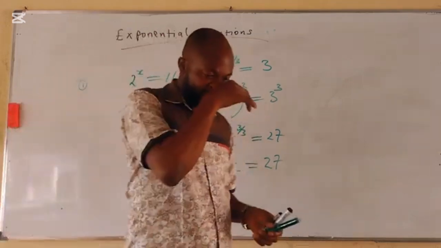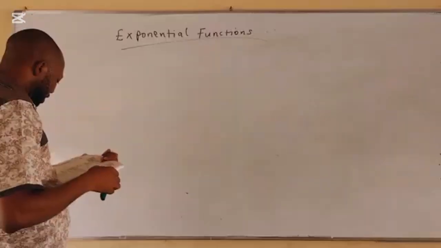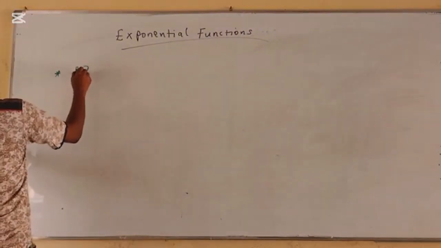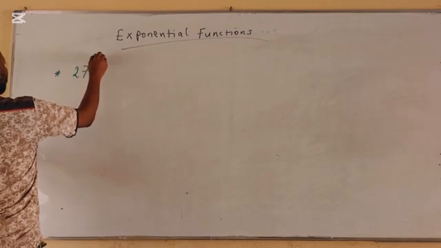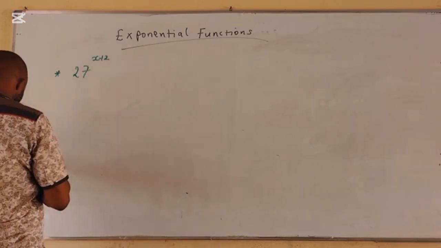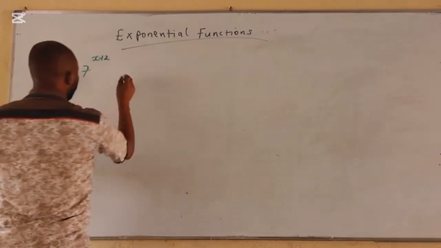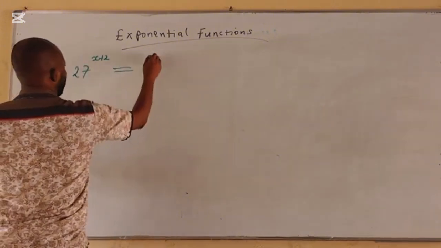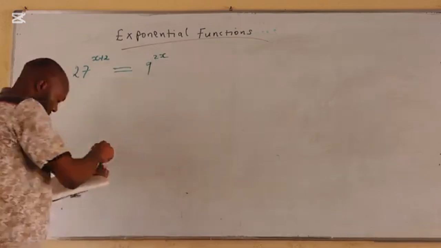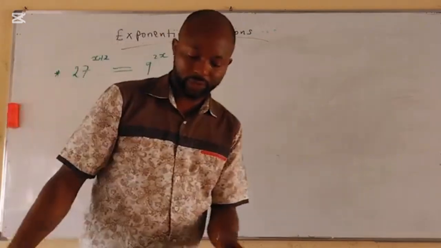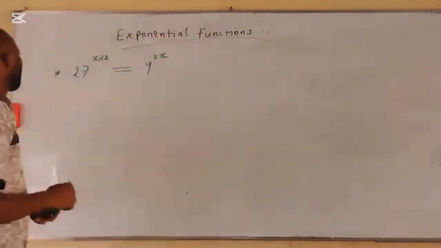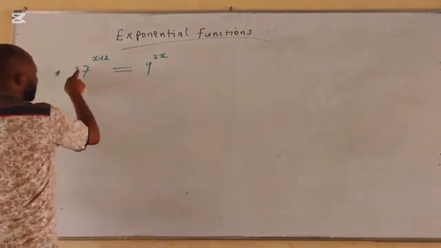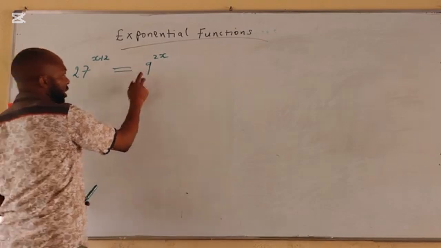So let's see more. 27 raised to the power x plus 2 is equal to 9 raised to the power 2x. 9 raised to the power 2x, okay? Now, what is common between these two is that I can reduce this to have a base of 3, and this I can also do the same.